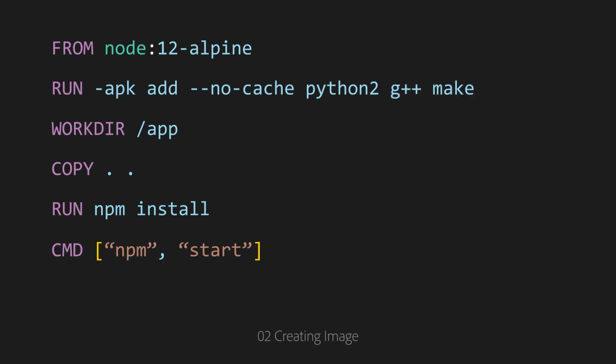CMD npm start. This line specifies the default command to run when a container is started from the image. In this case, the npm start command is specified, which is used to start the application. EXPOSE 3000. The final line exposes port 3000, which is used by the application.